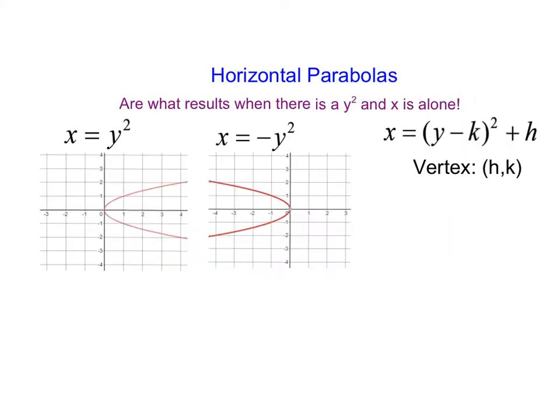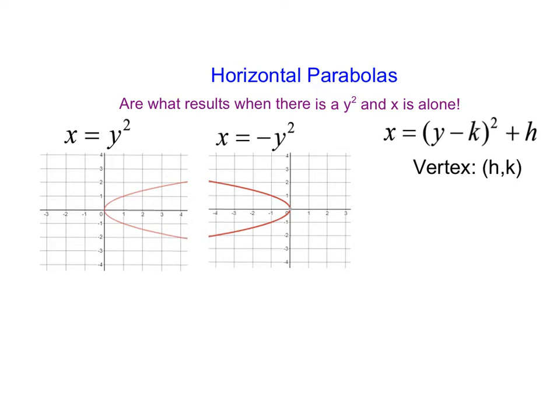Horizontal parabolas result when we have an x alone and a y squared in the problem. So notice here that we have x alone and y squared, x alone and y squared, x alone, and then y within something that is squared. So whenever we have y alone with an x squared, those parabolas open up and down, and whenever we have x alone with a y squared, those open left and right.